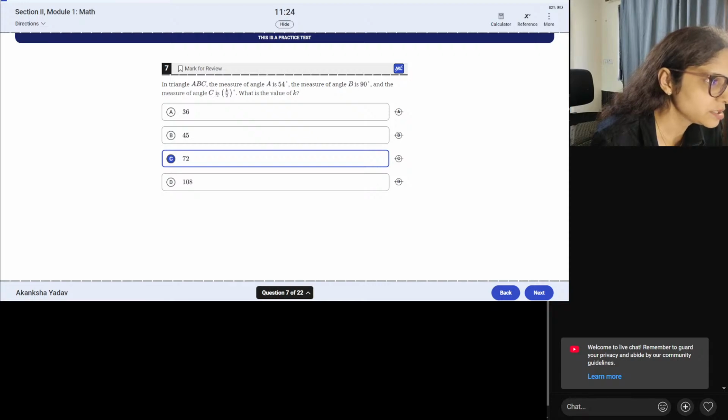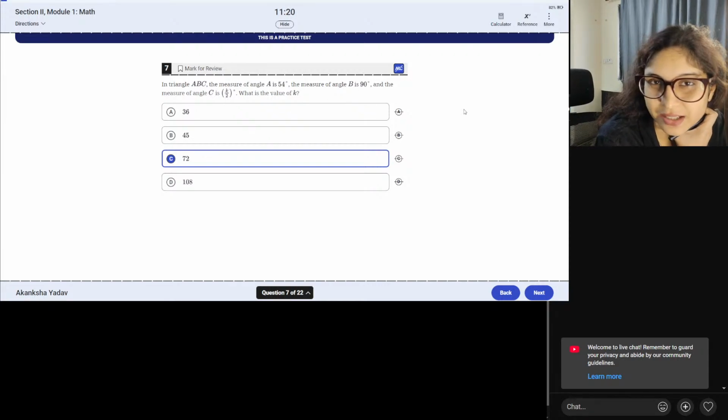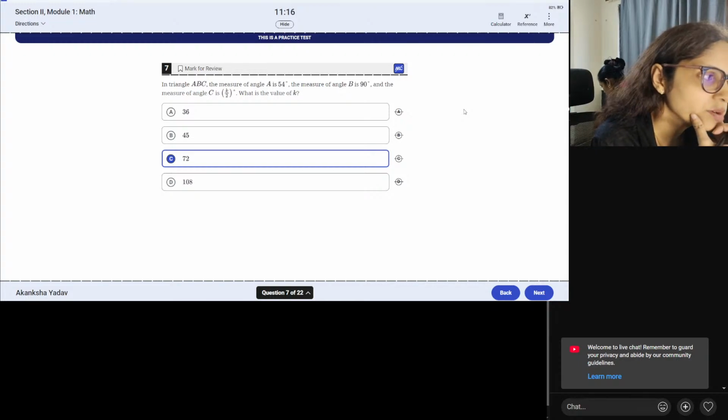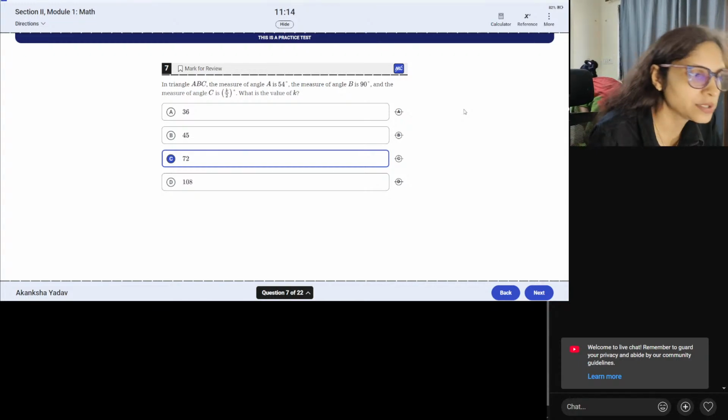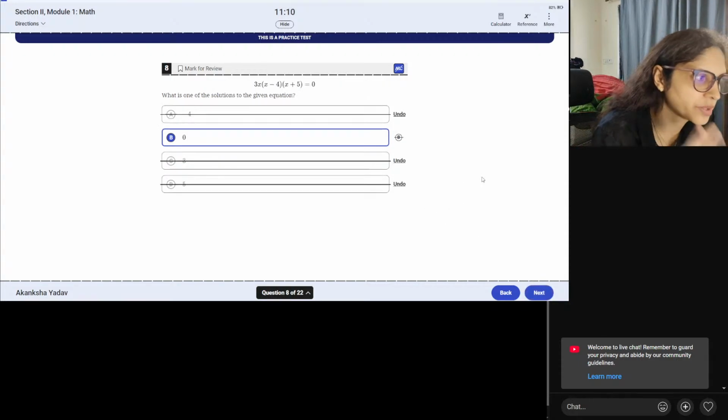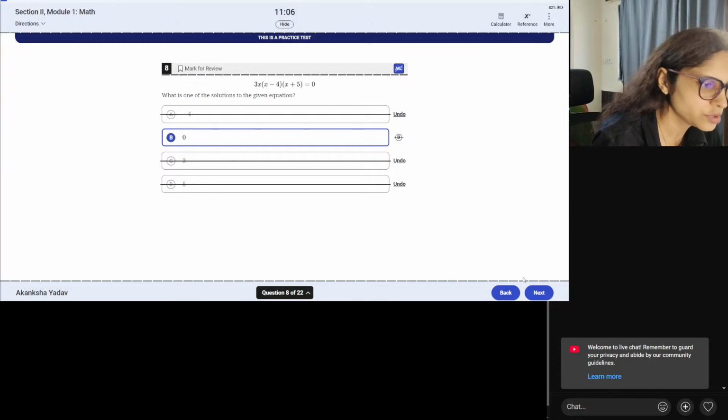54, 90, C is k over 2. You have to find the value of k. So 180 minus 90 is 90. 90 minus 54 is 36. 36 is k over 2. So k has to be 72. But we also use decimals for this one. So this is correct. 0, 4, negative 5. 0 is only there. So 0.